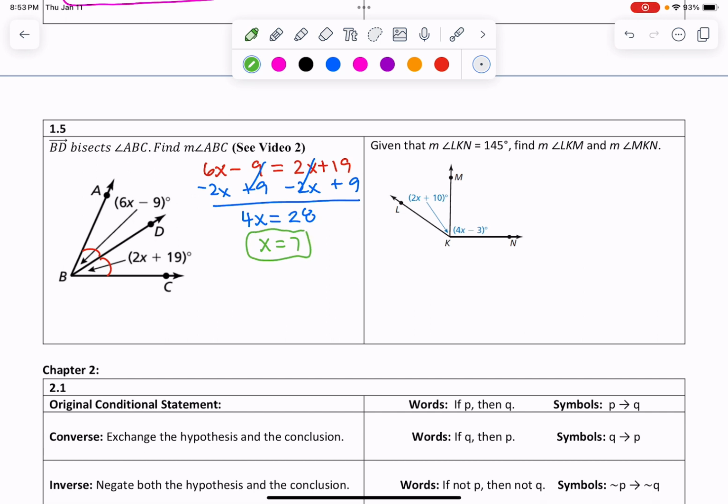If I want to find the whole angle, well, since my two angles are equal to each other, I'm going to plug the 7 in up here. So 6 times 7 minus 9. And that gives me an angle of 33 degrees. So that means that my other angle also has to be 33 degrees. And so my whole angle ABC is 33 plus 33, which is 66.